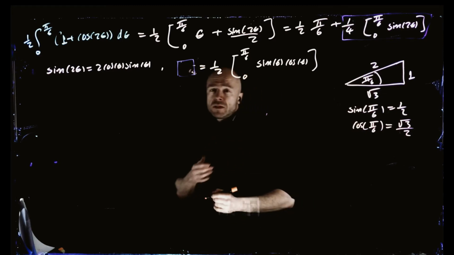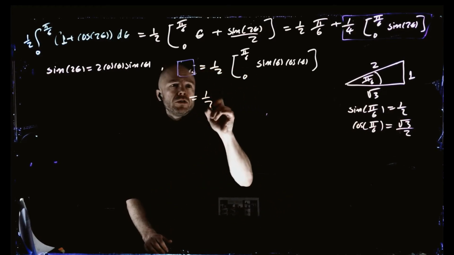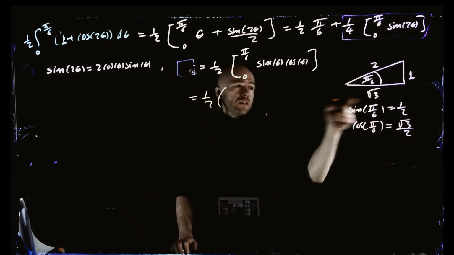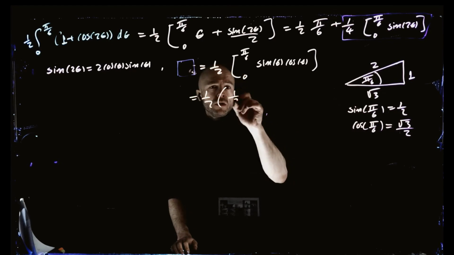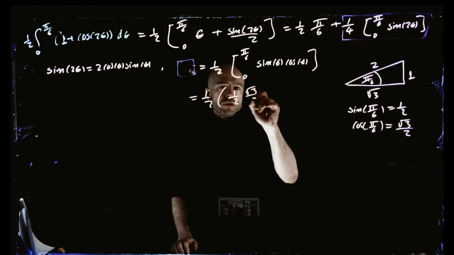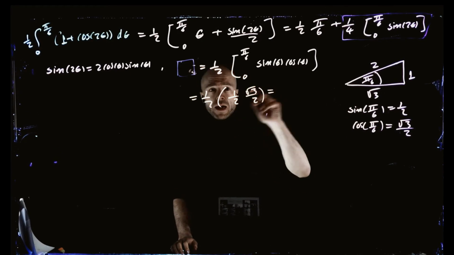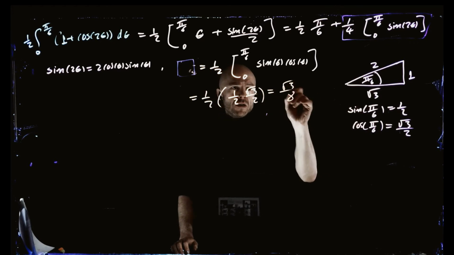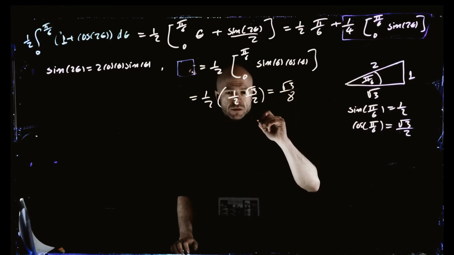So then we can put those numbers in. So we have 1 over 2 times 1 over 2 times root 3 over 2. So we have root 3 over 8, like this. Everybody happy?